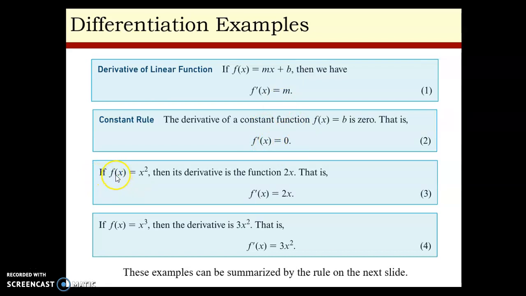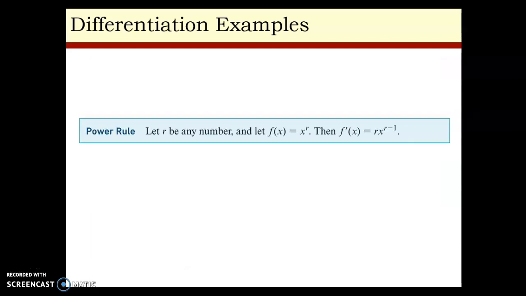So if f of x equals x squared, then its derivative is 2x. If it's x cubed, then the derivative is 3x squared. Take it down a power. So 3x squared, that is the following. These examples can be summarized by the rules on the next slide.